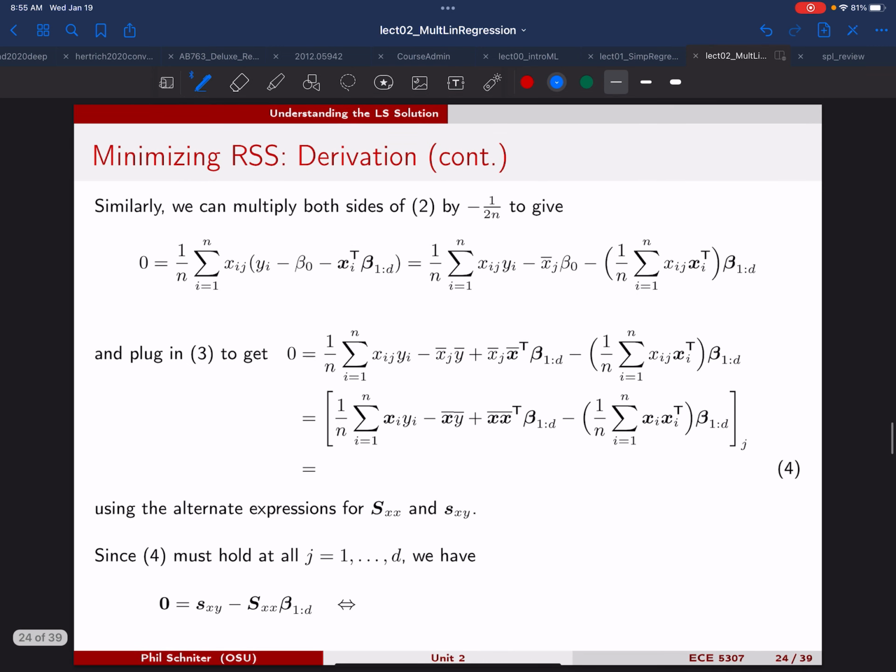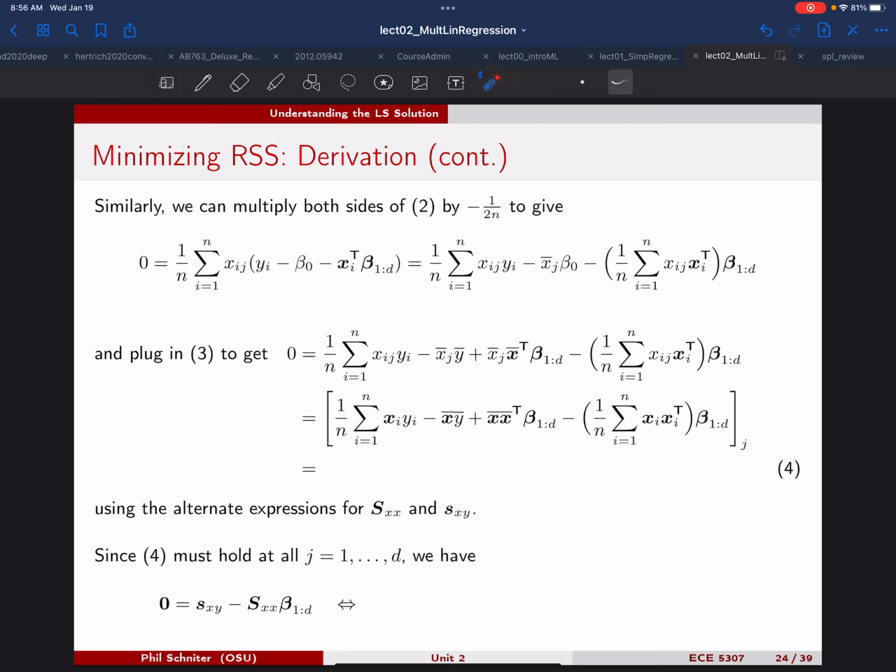So this is our second expression from the previous page. We're going to multiply this by minus 1 over 2n, and that's what gave this 1 over n. Now we can expand this out. So we have this first term over here. This is going to be the average across i's of the jth feature. So that's going to be x bar j times beta naught. And then we have the average of xij's times these things. So that is going to be this over here.